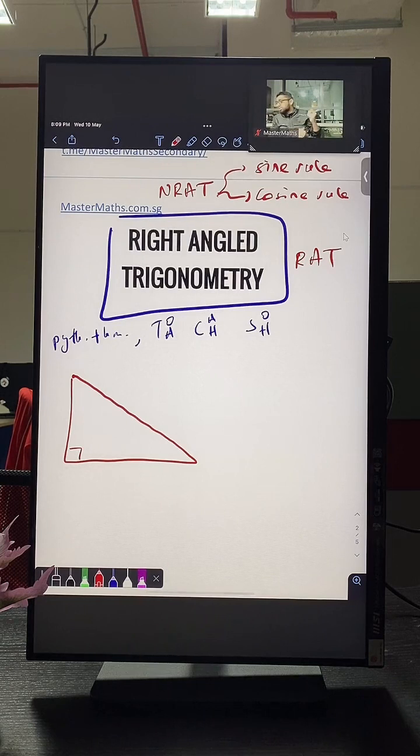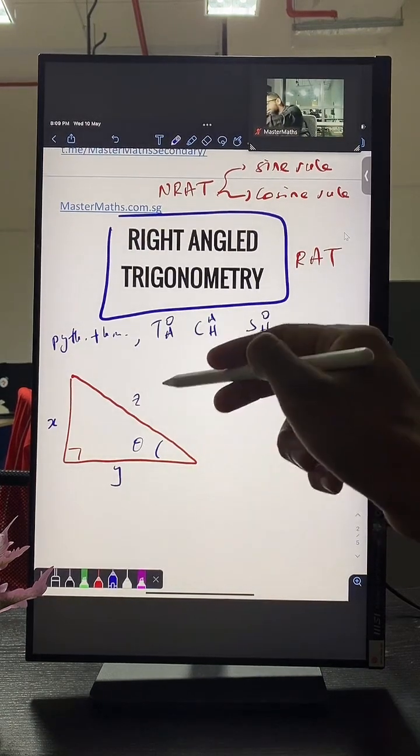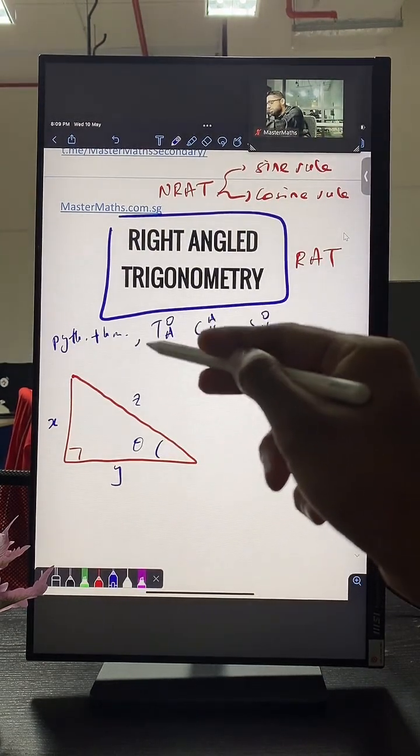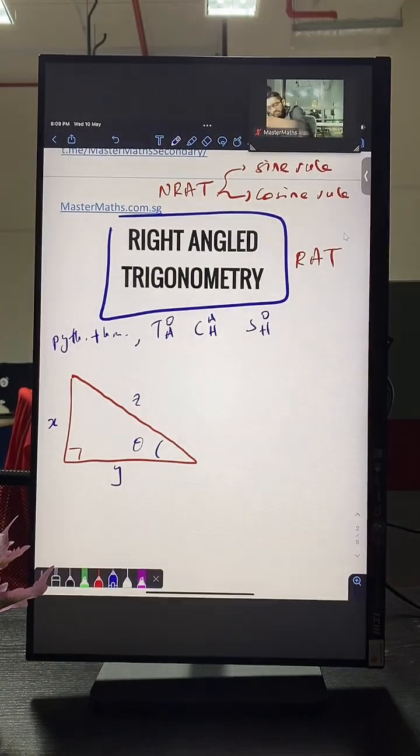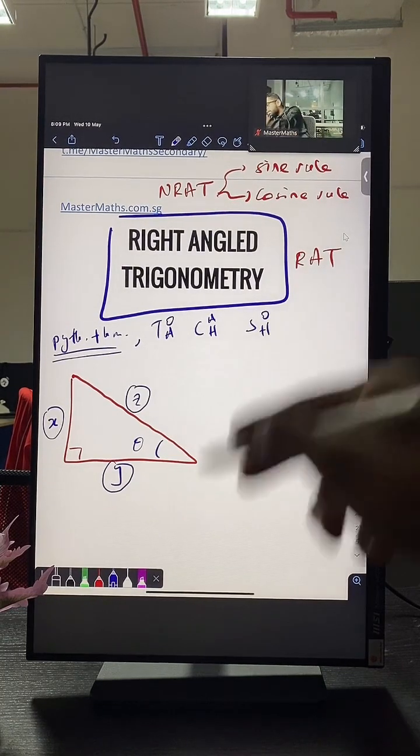Okay, so all of you can draw this out as well. Now, let's say, for example, inside the right-angled triangle, you have angle theta. Alright, and then you have length x, length y, and length z. All these three lengths, they are related to each other via Pythagoras Theorem. Okay, 9E, fantastic from you. Okay, they are related to each other. So x, z, and y, we can use a Pythagoras Theorem to help us link them up.